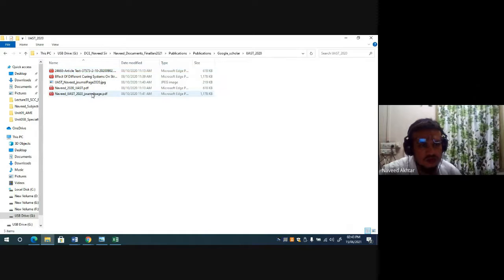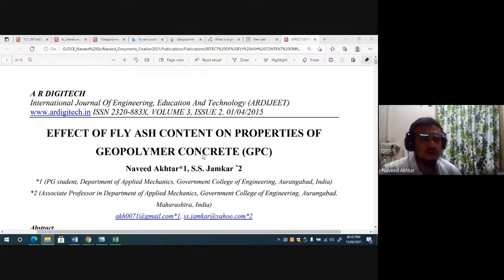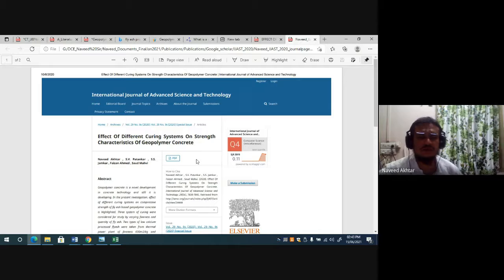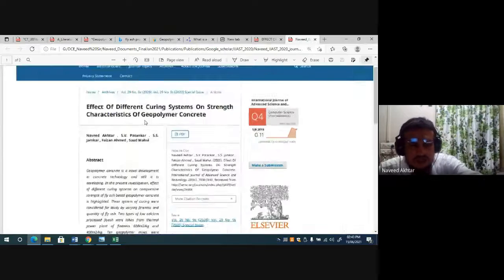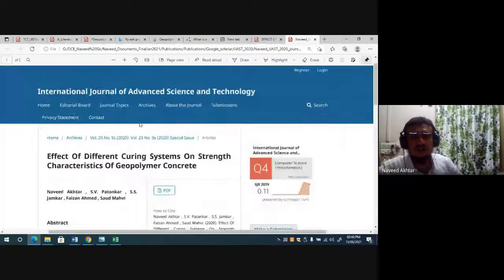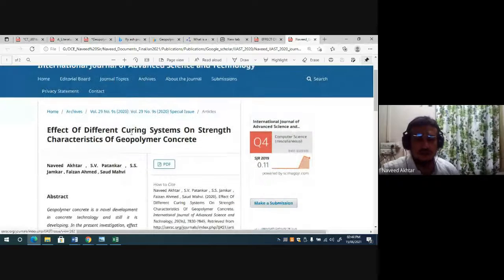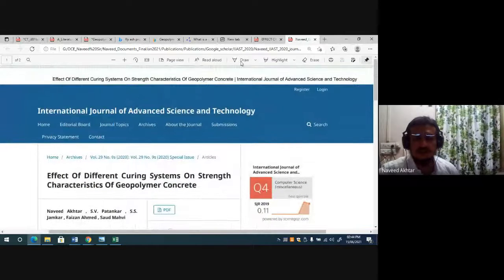This one is the latest one. In 2020 I published this paper on the effect of different curing systems on strength characteristics of geopolymer concrete. You can also study and publish in international journals. That is very helpful for your future.